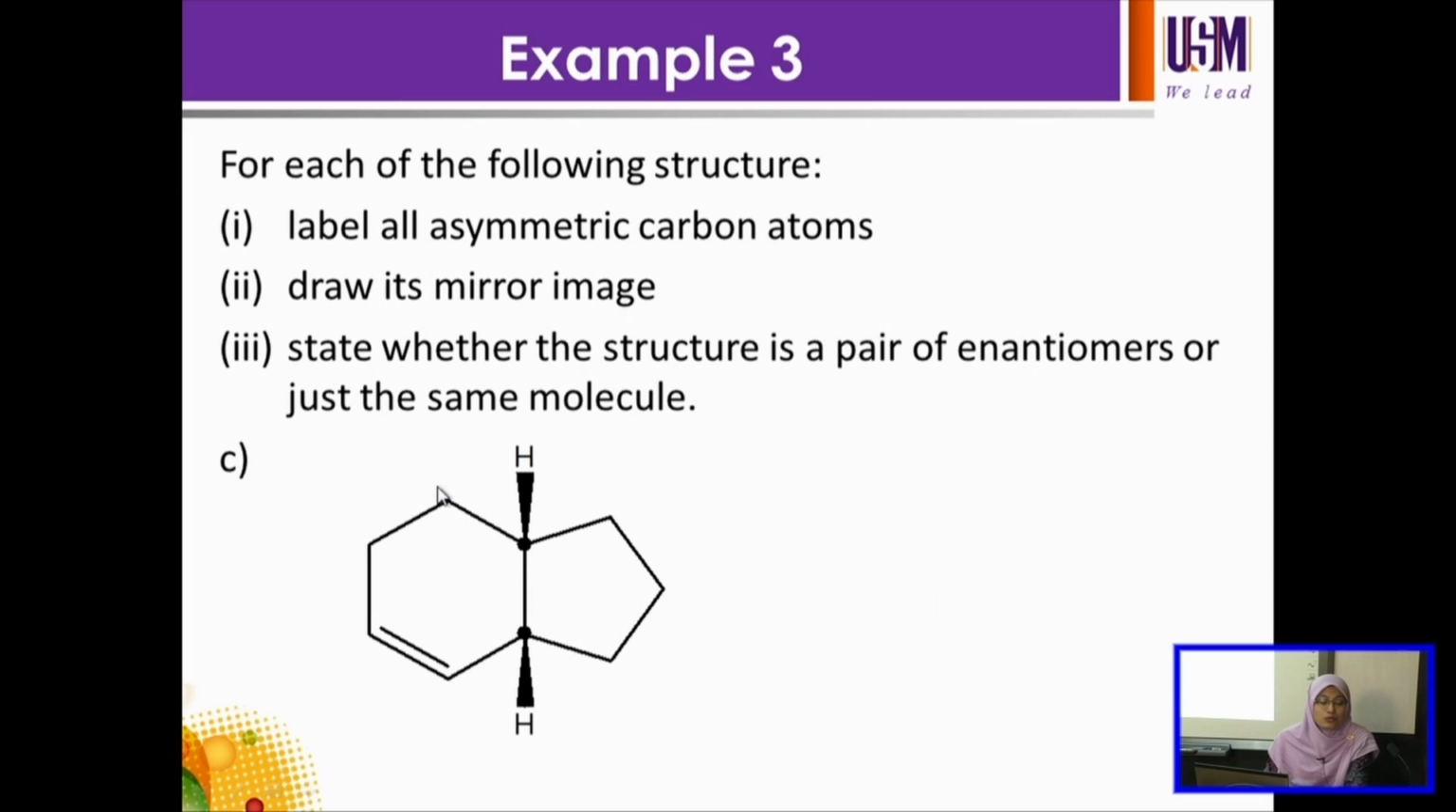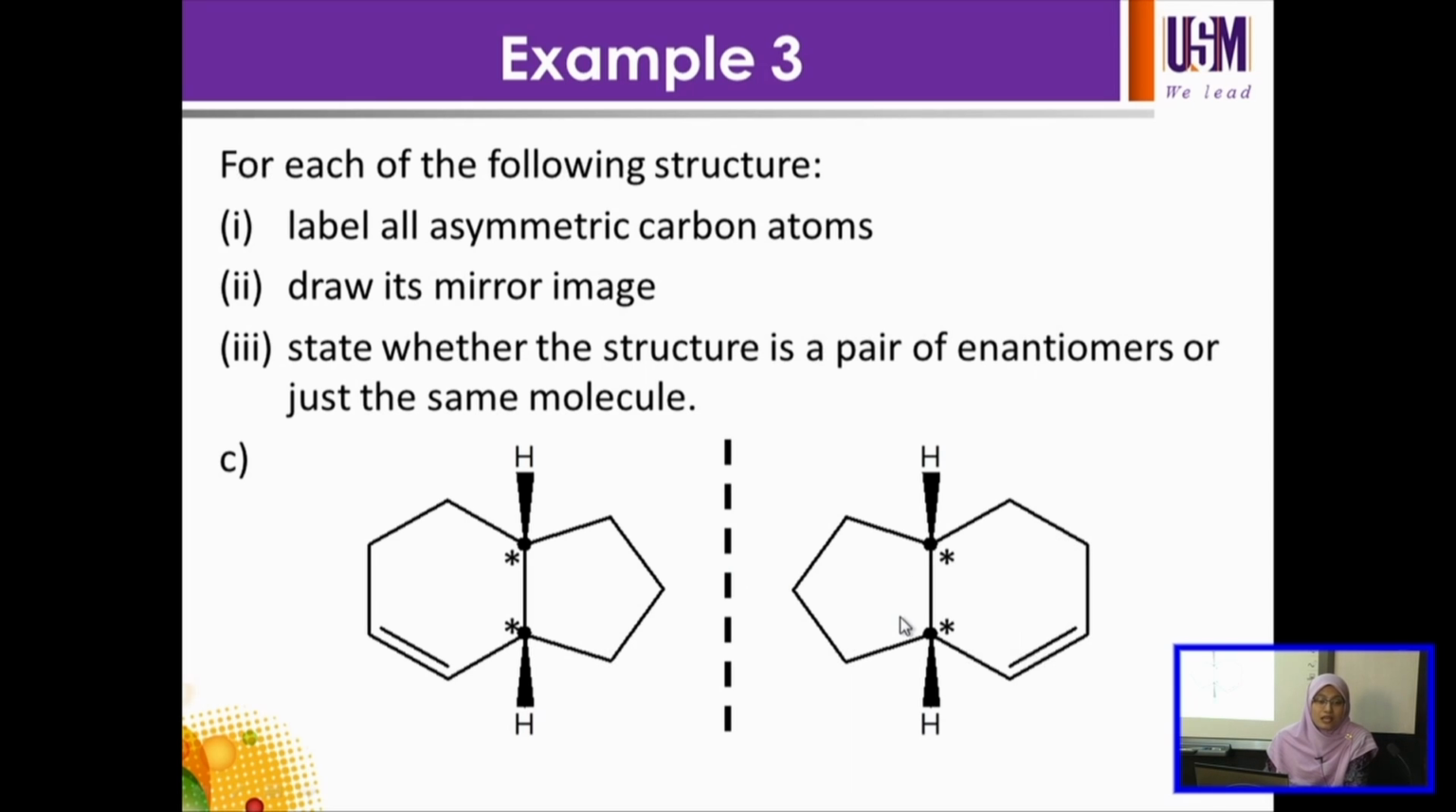Another example here, also a bicyclic molecule. You can try to identify its asymmetric carbon. Here I have identified 2 asymmetric carbon at these 2 carbon. You can see here, from here it is attached to different groups. Here also it is attached to different groups. So try to model, and you will see that both of these are actually attached to 4 different groups. You draw its mirror image, and its mirror image will be non-superimposable. So it is also a pair of enantiomer.